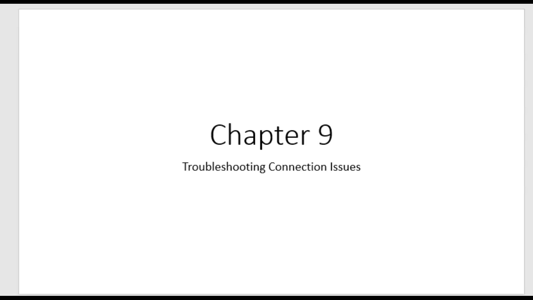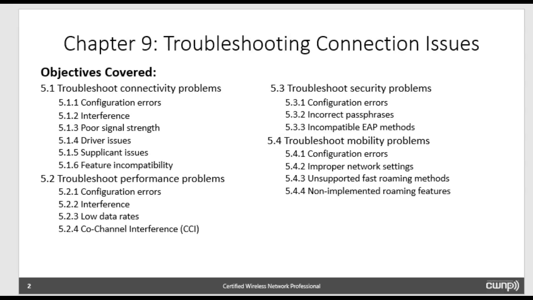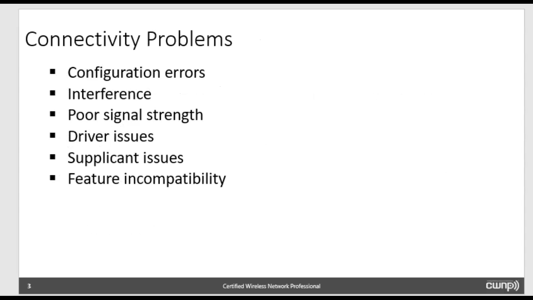So this chapter is all about troubleshooting, at least basic communication troubleshooting techniques. So looking at different connectivity problems, we'll look at performance issues, troubleshooting security problems, and troubleshooting mobility problems. Those are probably the areas that most of the time we get issues in. So let's take a look at connectivity problems.